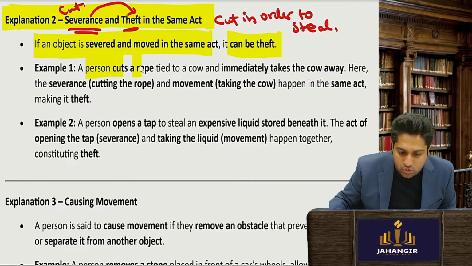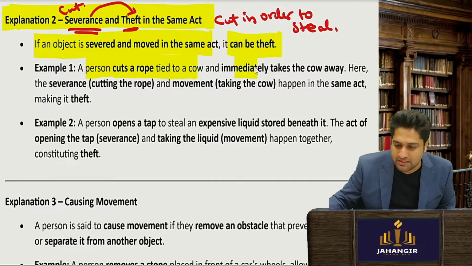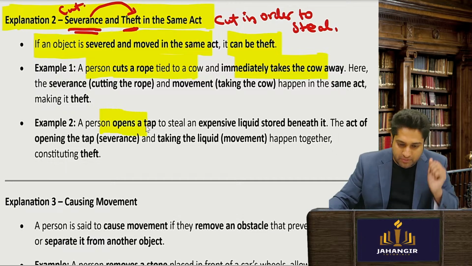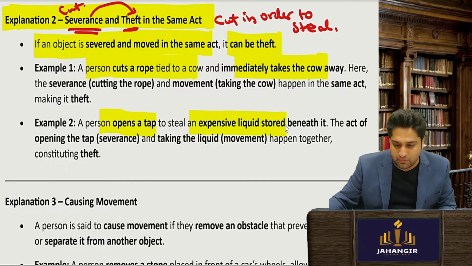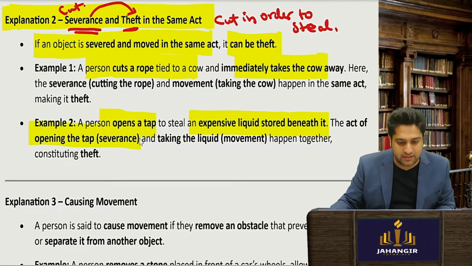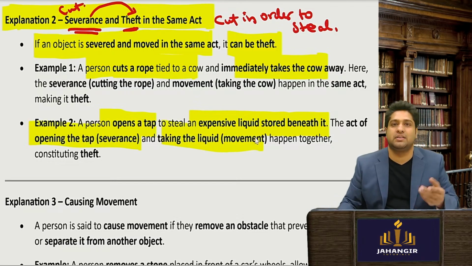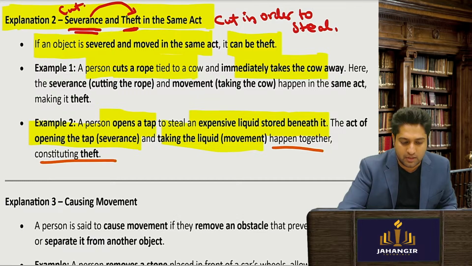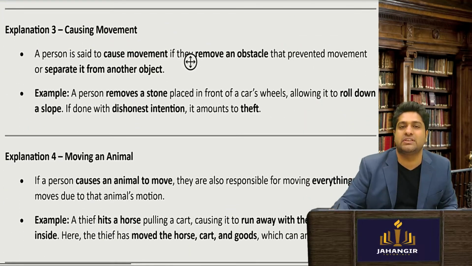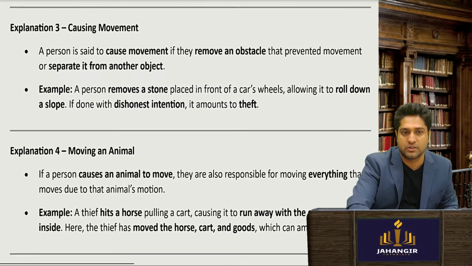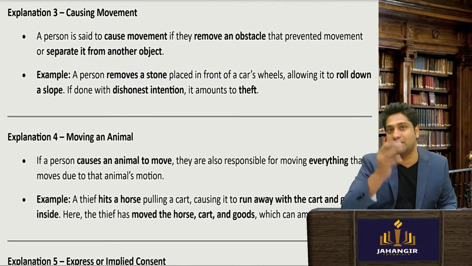A person cuts a rope tied to a cow and immediately takes the cow away, which will come under this explanation. A person opens a tap to steal an expensive liquid. The act of opening is severing and taking away the liquid is the movement. Together, both of them constitute a theft. Causing movement is important because you won't steal and then stand there looking at the owner's face, right? You will take the goods out of his possession.